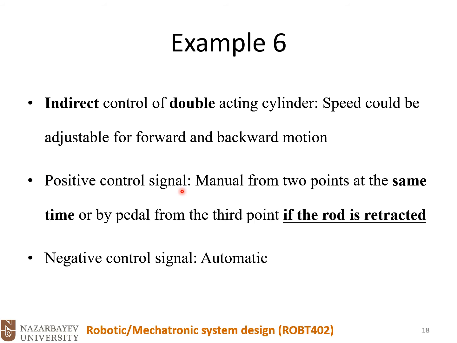On the positive control signal, we want it to be manual from 2 points at the same time. This is a difference from those examples and homeworks in the shuttle valve section, or by pedal from the 3rd point if the rod is retracted. So we also have this OR condition here, and the negative control signal needs to be automatic.